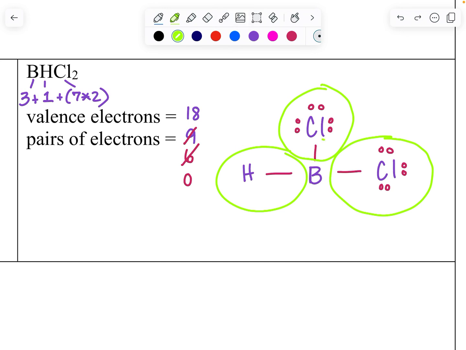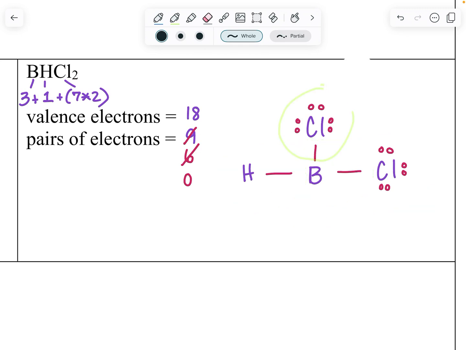The final step here is the center atom. Now boron does not have the octet, but boron is an important and frequent exception to the octet rule. Boron is stable with 6 valence electrons. This is okay. This is acceptable for boron, and so we do not need to make any more edits. So this is the final structure of BHCl2.